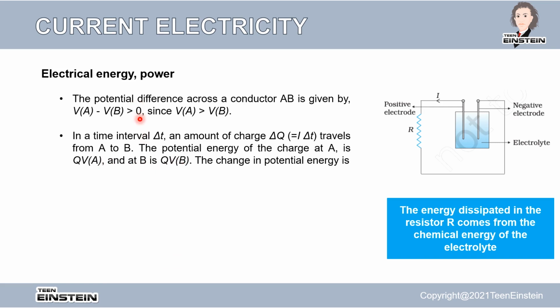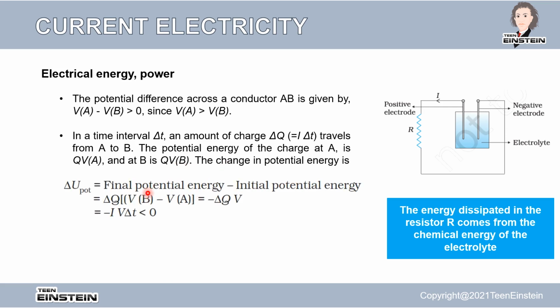We talked about the potential difference between the ends of the conductor. Now we are going to look at it from the charge's point of view. When a charge is at point A, its potential energy is q into V_A. When the same charge is at B, its potential energy is q multiplied by V_B. The change in the potential energy of this charge when it goes from A to B is the final potential energy minus the initial potential energy, so delta U is given as final minus initial.